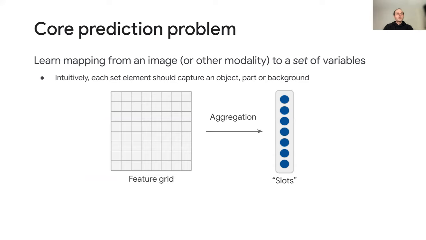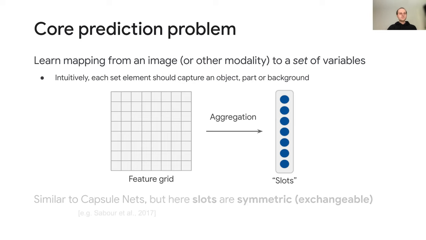And the core prediction problem that we consider here, as I mentioned before, is basically mapping from some kind of low-level representation like an image to a set of variables. And then intuitively, each of these set elements that we call slots should capture an object, a part, or the background in the input.